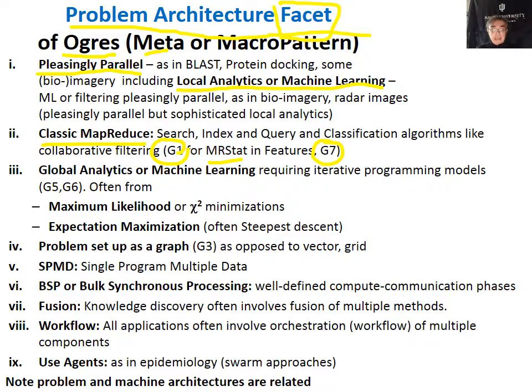We have global analytics, which is iterative programming models, typically maximum likelihood or chi-squared minimizations. I published my first paper on chi-squared minimization 50 years ago. And an important technique is expectation maximization, which often involves iterative steepest descent approximations to a problem. When you're doing optimization, steepest descent, which says where you are, you go in the direction where the function decreases most rapidly, is a very important technique.